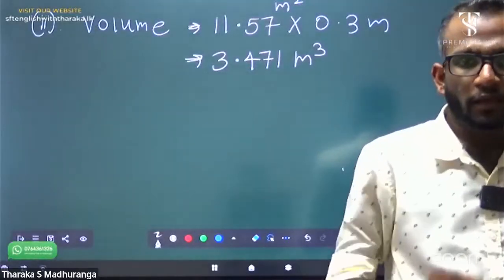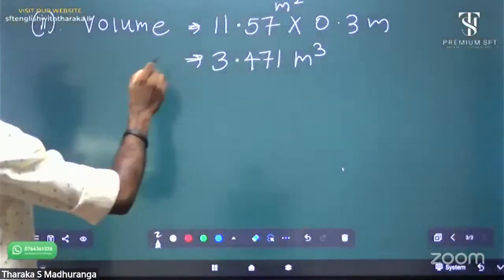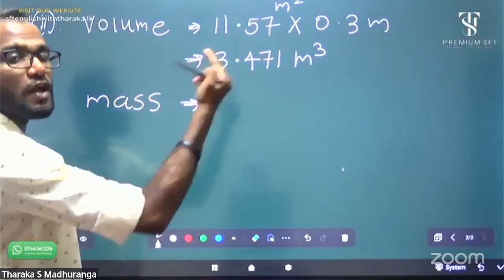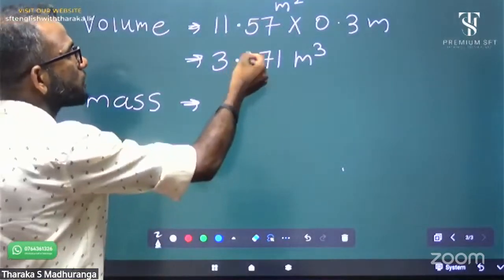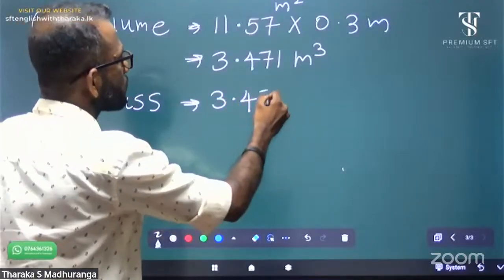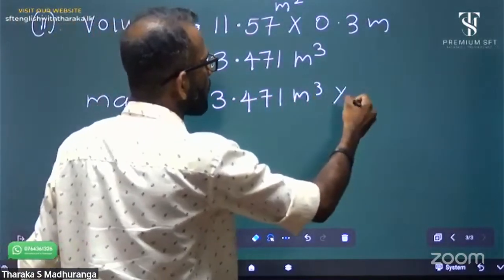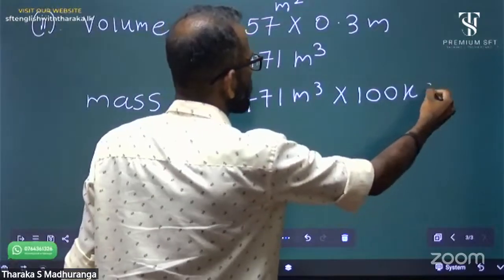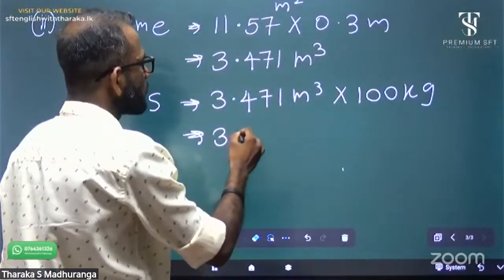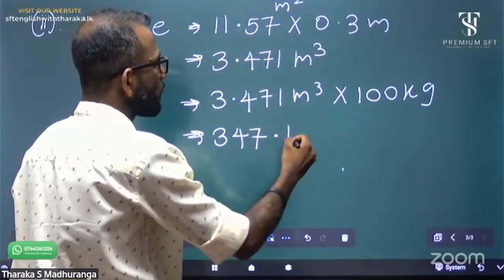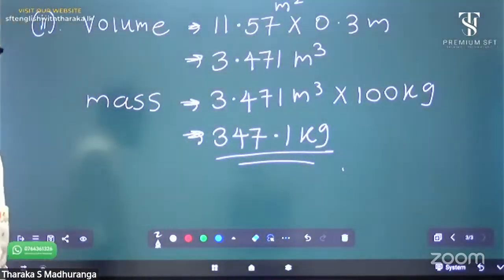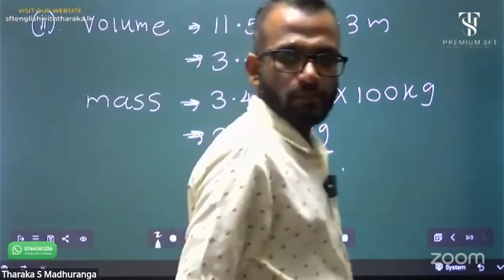Then the mass. This question asks for the mass of the door, and the question gave 1 cubic meter equals 100 kilogram. Then it is 3.471 cubic meter multiplied by 100 kilogram. Then you can get the mass of the door, 347.1 kilogram. Yes.